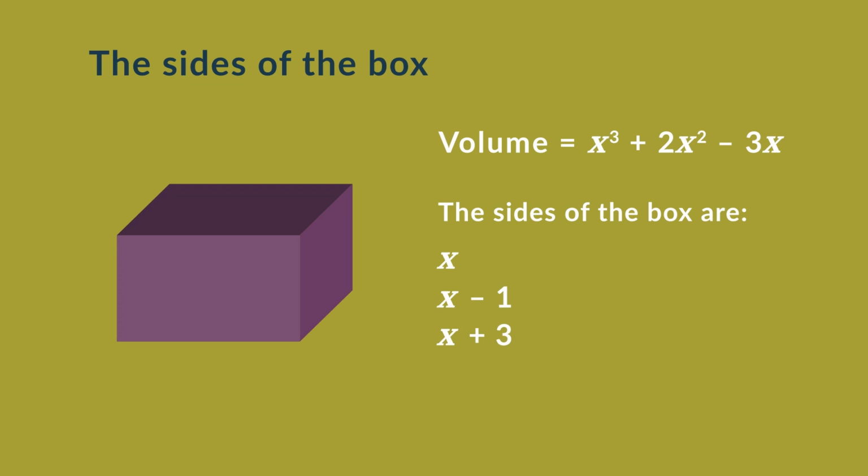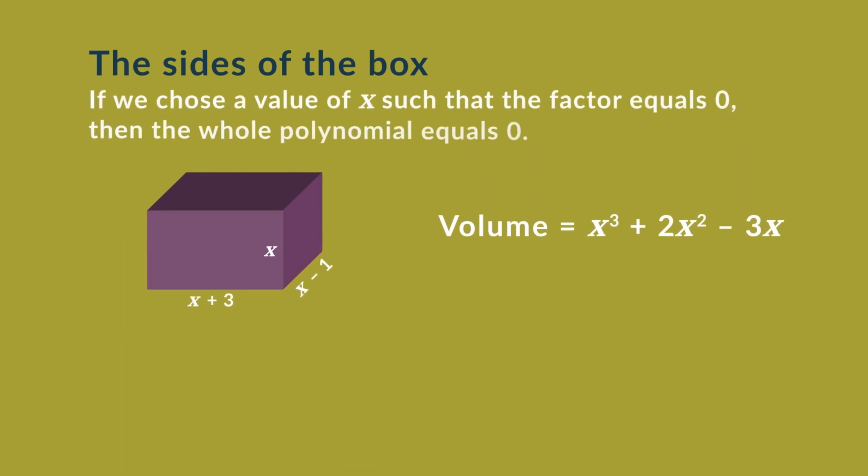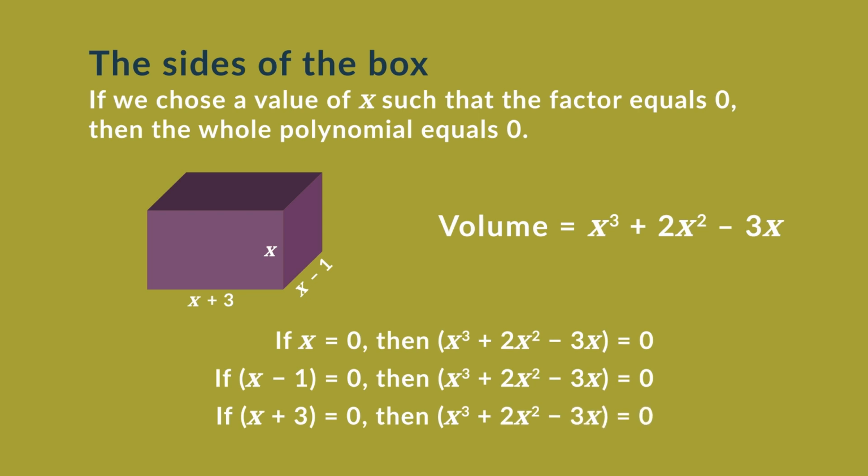Now that we know the factors of the polynomial, we can also find the roots of the polynomial. The root of a polynomial is any value for the variable that will make the whole polynomial equal to 0. If we choose a value of x that would make any one of these factors equal to 0, then the whole cubic polynomial would be equal to 0.